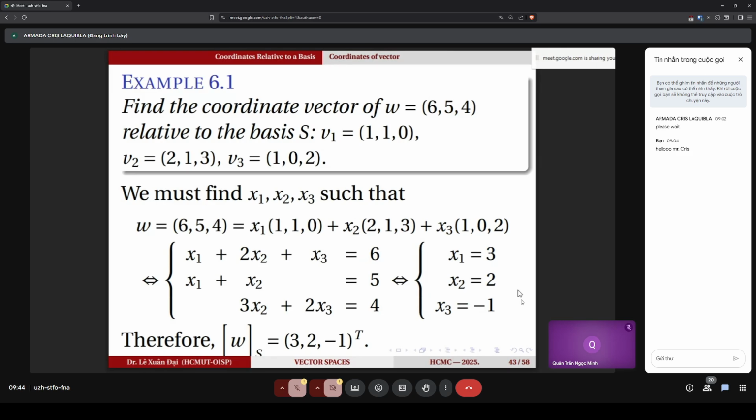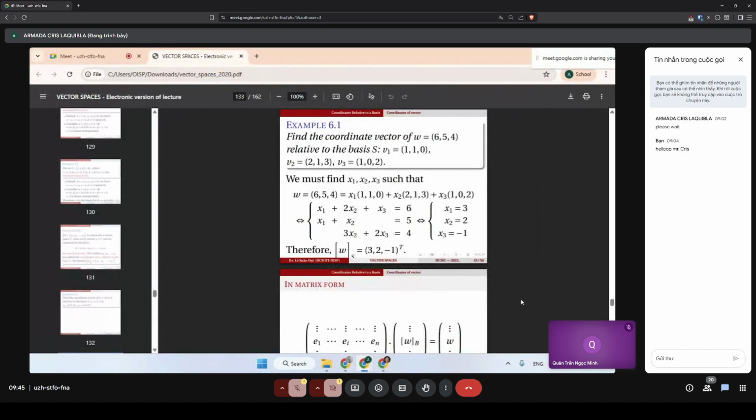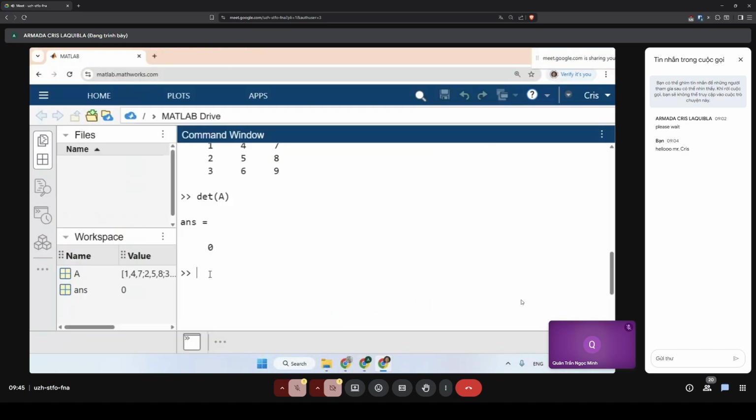So you can solve this using the augmented matrix that you have, right? 110, 213, 102, and then 654. Just get the numbers there. Then after that, make the left side look like the identity, and then the numbers here are the answers. To do that, we use MATLAB, so it's easier for us to verify if that answer is correct.